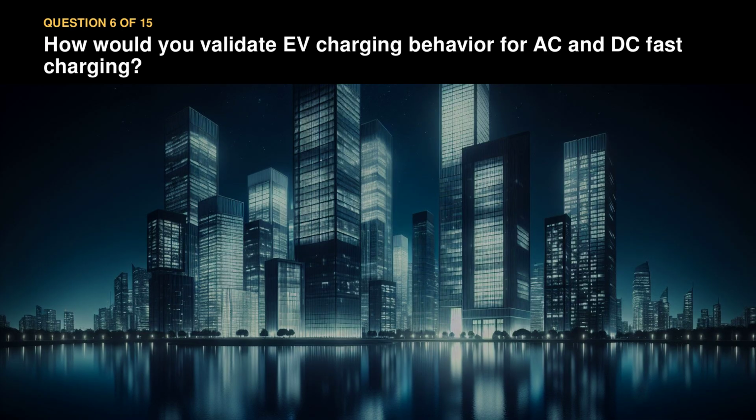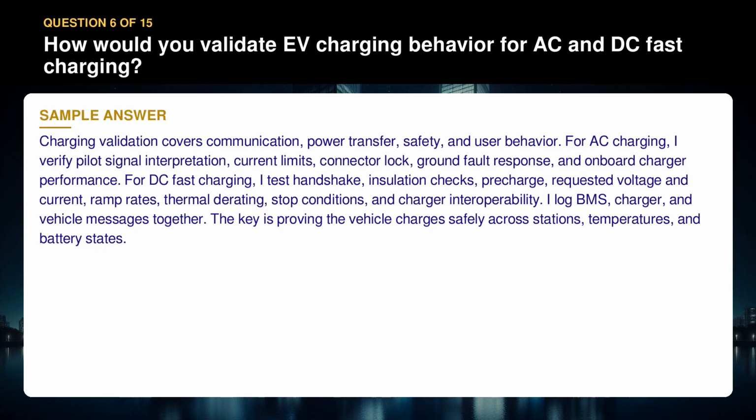Question 6. How would you validate EV charging behavior for AC and DC fast charging? Charging validation covers communication, power transfer, safety, and user behavior. For AC charging, I verify pilot signal interpretation, current limits, connector lock, ground fault response, and onboard charger performance.